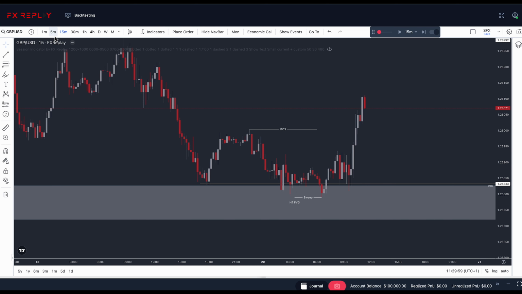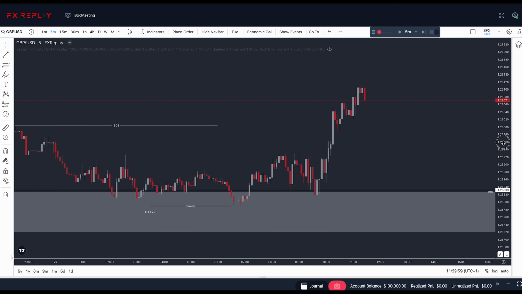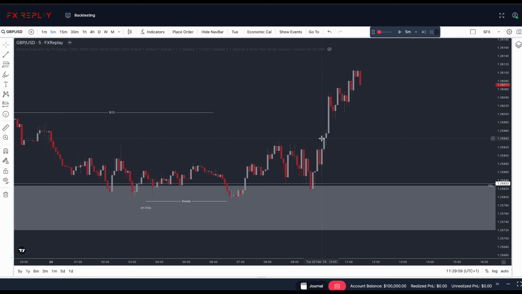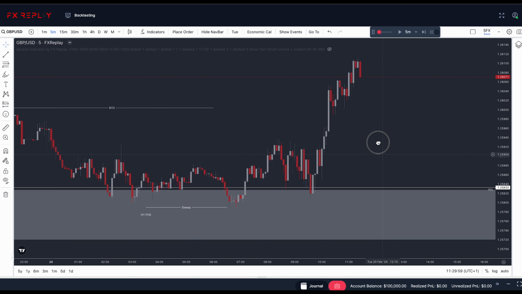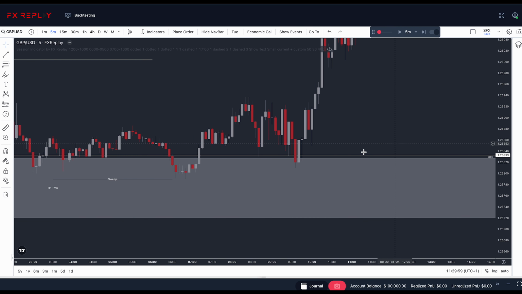So I'm going to dive into 5 minutes, now where my trade actually happened. So my trade actually happened there, right? On this very order block. Why on this one and not at the very lowest? Because look, we had a sweep of liquidity as well. So I'm going to mark that up as well.